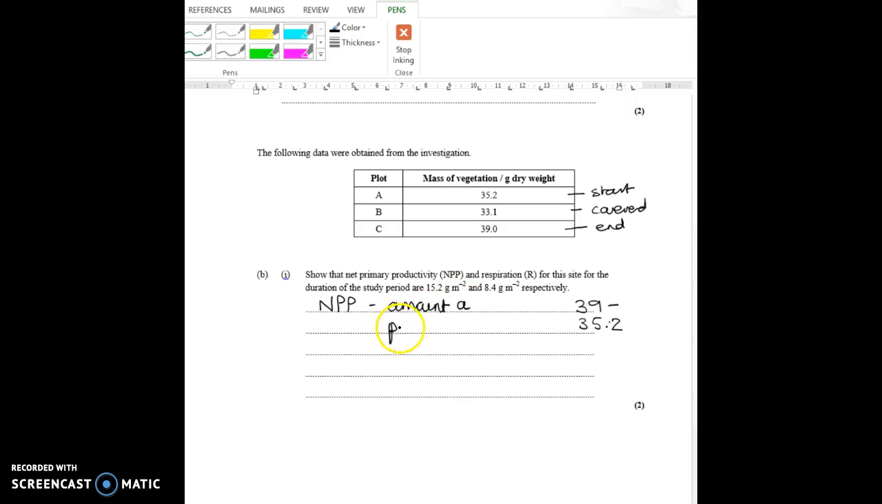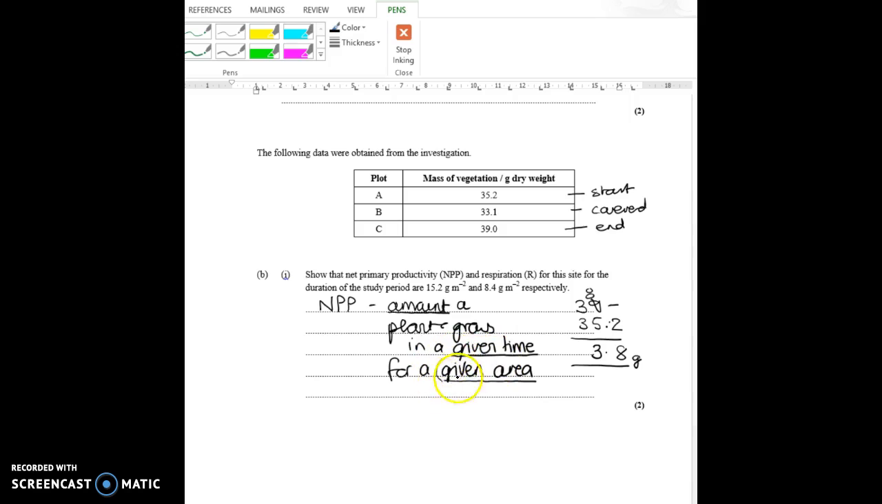Amount a plant grows in a given time, so in this case a week, for a given area. And it's really important that we have these three values: the amount that it grew, so in grams, the time, in this case a week, and a given area. And if we don't pay attention to all three, we can go wrong. So if we subtract this, we get 3.8 grams. So this is the amount it grew in a week.